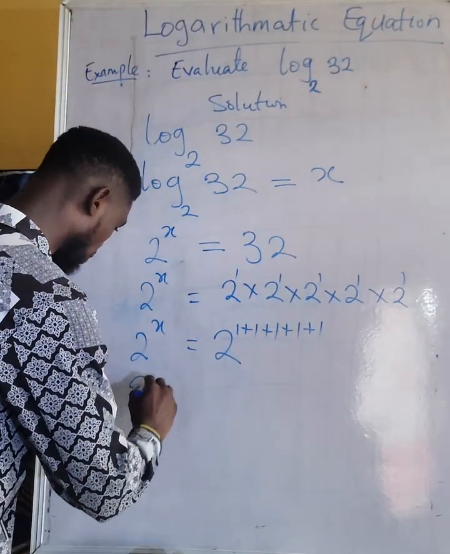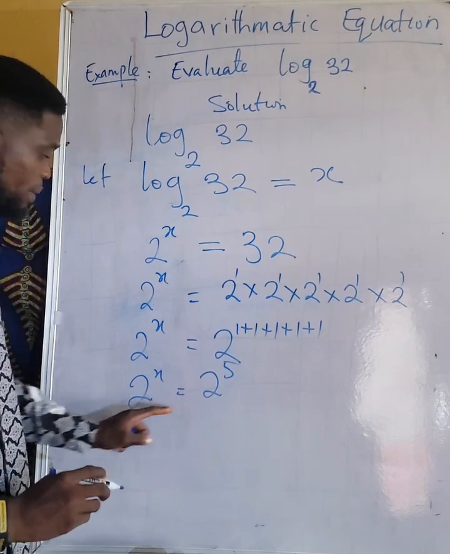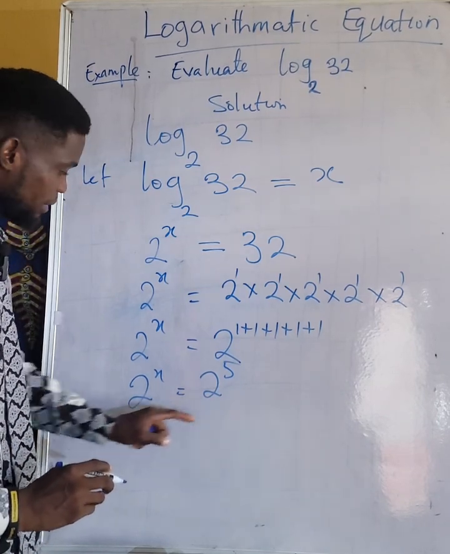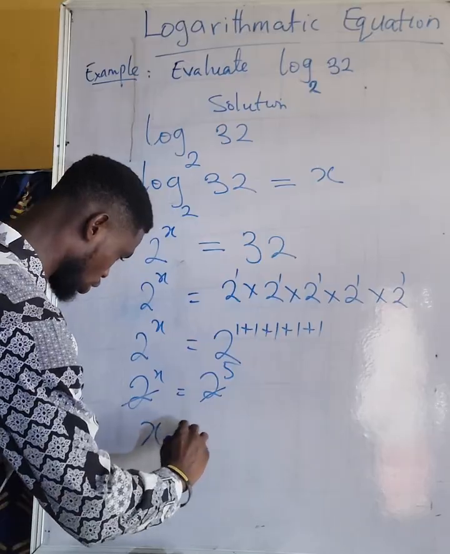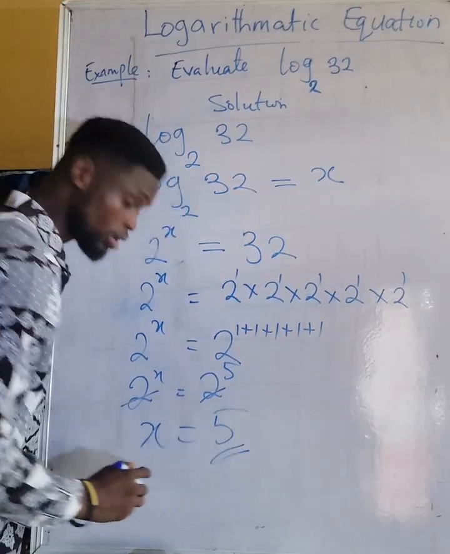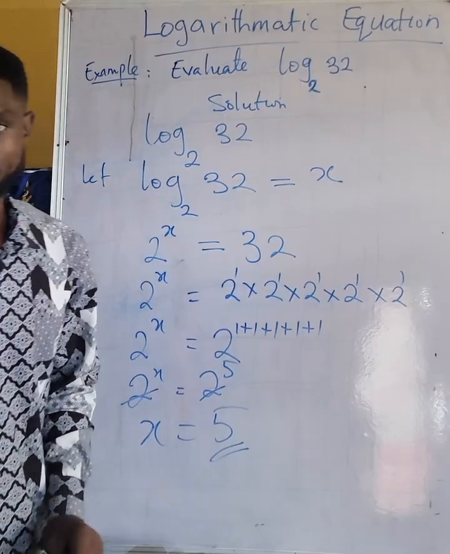So 2 raised to power x is equal to 2 raised to power 5. Since the bases are the same, you can equate the powers, and we have x equals 5. Thank you. This is how to solve this.